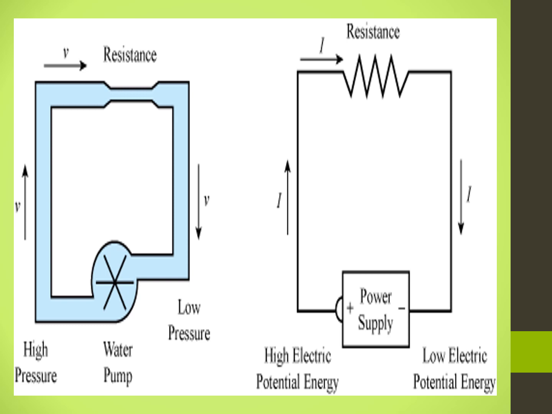E is equal to W by Q. Now we want W, so W is equal to E multiplied by Q. Therefore W is equal to 1.5 multiplied by 0.5, which is equal to 0.75 joule.